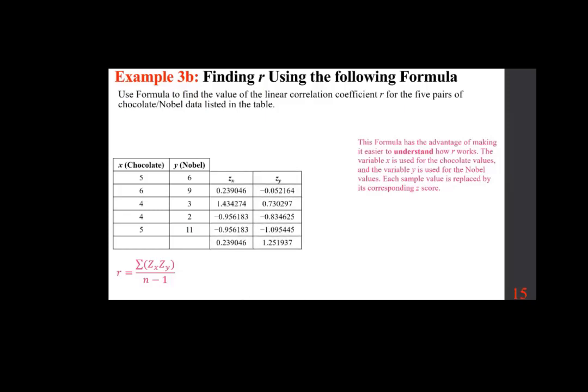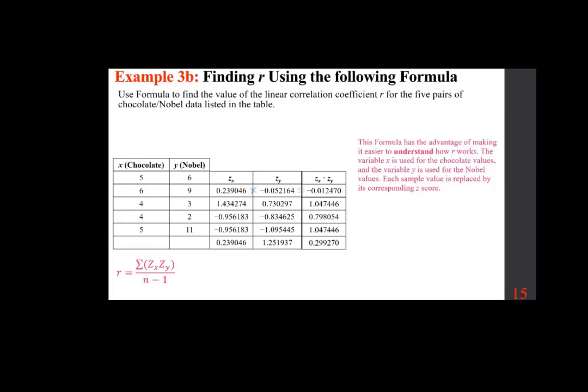I will show you how to calculate just one of them, and then you'll see how the rest goes. And again, that will take some time. Okay. So z sub x is calculated, z sub y is calculated. You multiply. So these two columns are being multiplied. The first one would be 0.239046 times negative 0.052164, giving you negative 0.012470 as an example. This times that equals this.